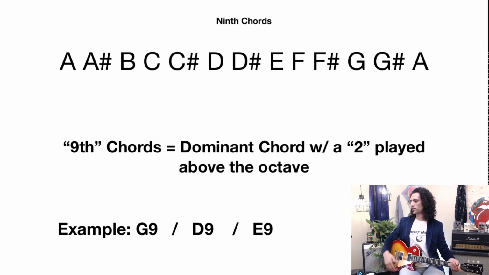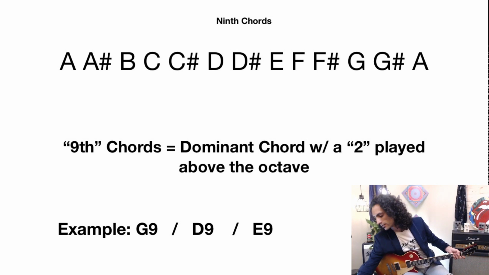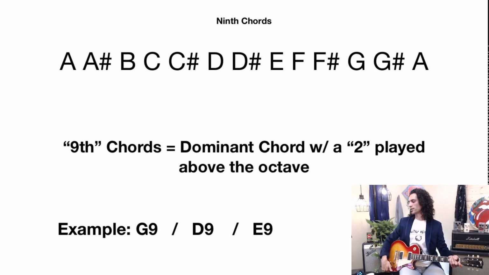So let's start off with an explanation of what a ninth chord is. A ninth chord is a dominant chord with a 2 played above the octave. Now we're going to understand what that means in a second, but let's just start with a review of the dominant chord. The dominant chord was the root, the 3, the 5, and the flat 7. Okay, the root, the major third, the 5, and the flat 7. But when we play a ninth chord, we're adding a 2 played above the octave.